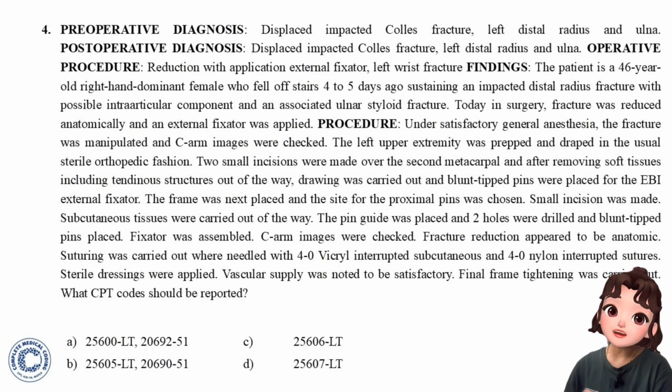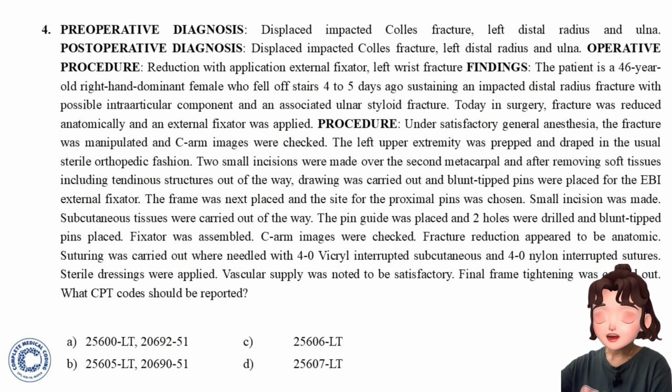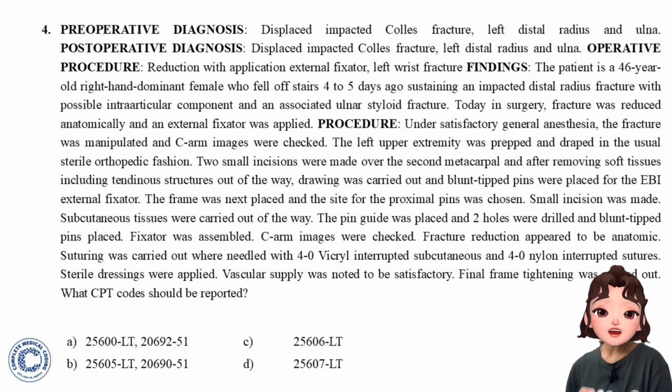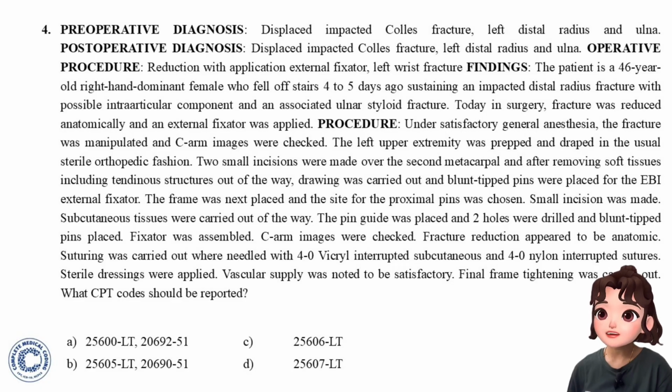The fracture was reduced anatomically. So it means it's a closed treatment. It's not an open treatment, and it's not a percutaneous treatment. That is why that term is mentioned. In surgery, fracture was reduced anatomically and external fixator was applied, so this is a closed treatment. So the percutaneous fixation option is wrong. What is 25607? Open treatment. 25607 is open treatment of distal radial extraarticular fracture or epiphyseal separation with internal fixation. That's also wrong, because this is not an open treatment. Since the fracture was reduced anatomically, it is a closed treatment. So you got the correct CPT code as 25605.